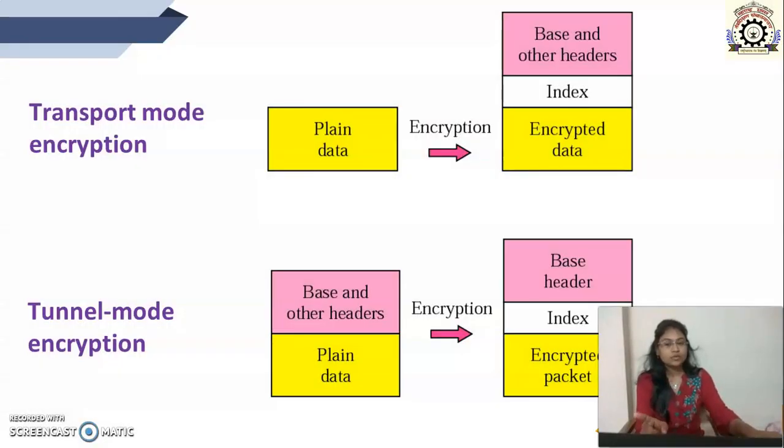In case of the transport mode, only the data portion is encrypted. So after the application of the algorithm, the encrypted data and the index field are included. And in case of the tunnel mode encryption, both the base header and the plain data are encrypted, and after that the new packet is formed. A new extension header is added.